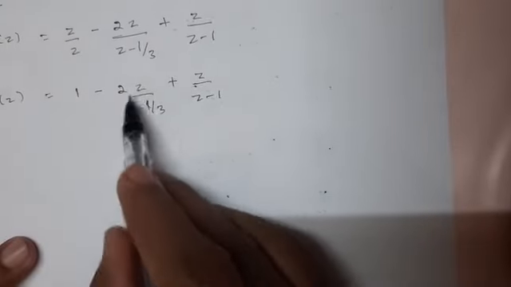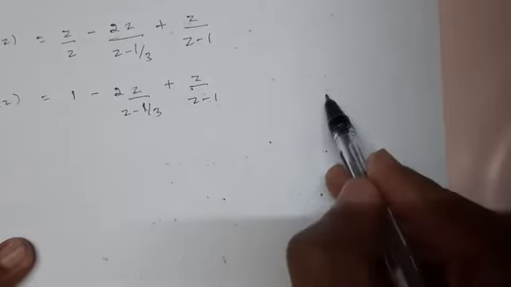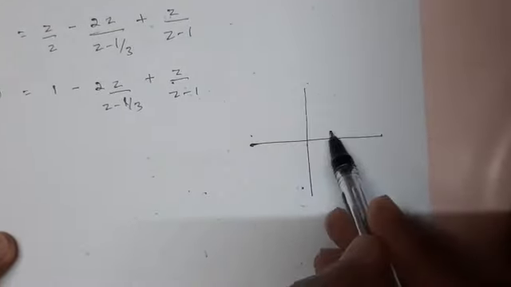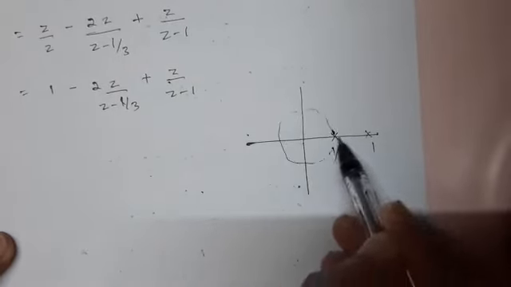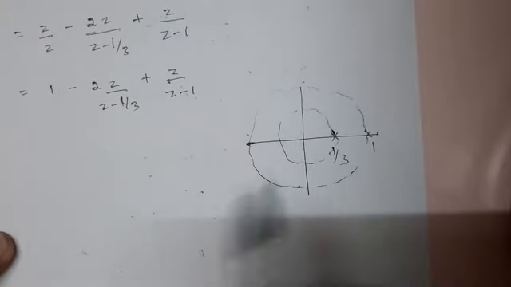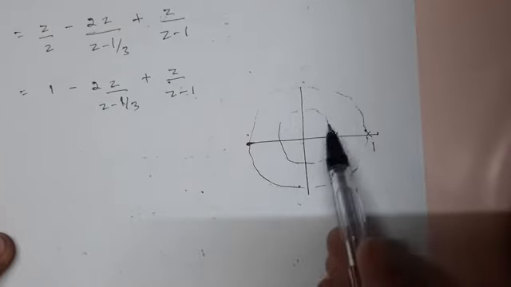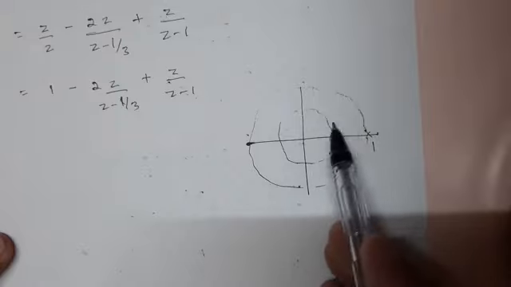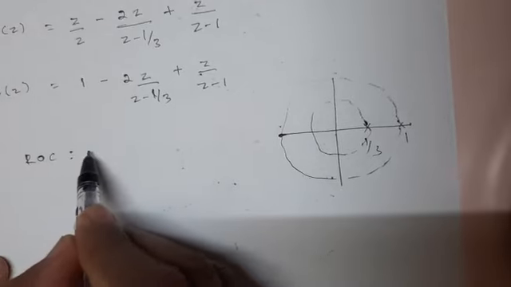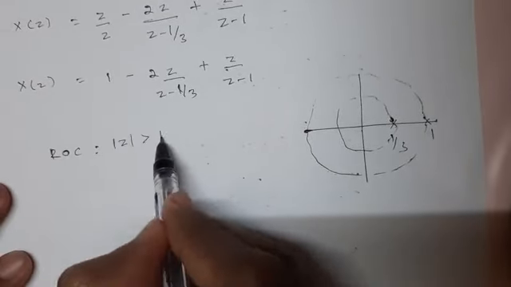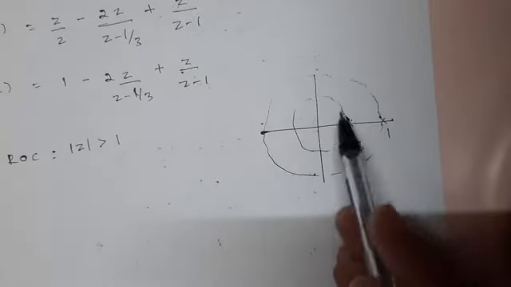As you know, for such a equation of z, when you try to plot ROC, z equal to 1 by 3 here, it is z equal to 1. When you draw a circle, you will find that ROC either should be greater than 1 by 3, less than 1 by 3, or between 1 and 1 by 3. Your question consists of ROC, you are asked to find x of n for ROC z greater than 1. So when z greater than 1, it is obvious that z is also greater than 1 by 3.